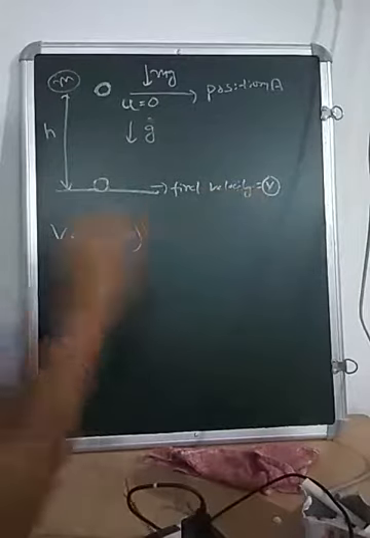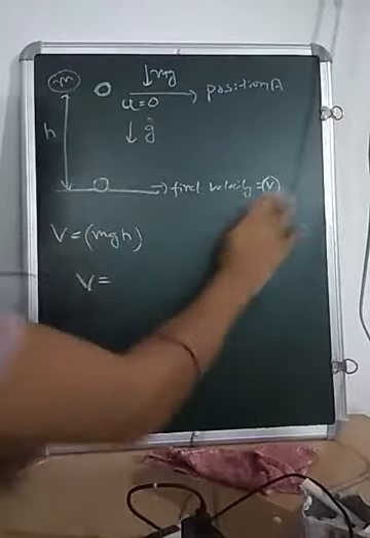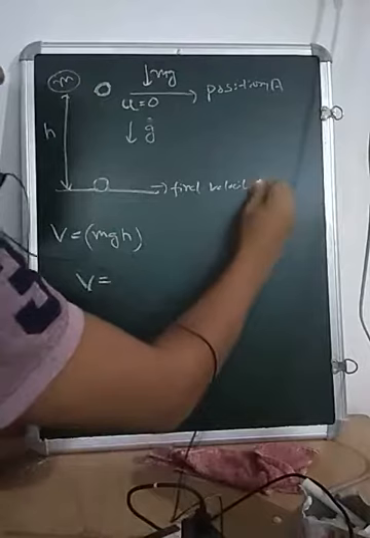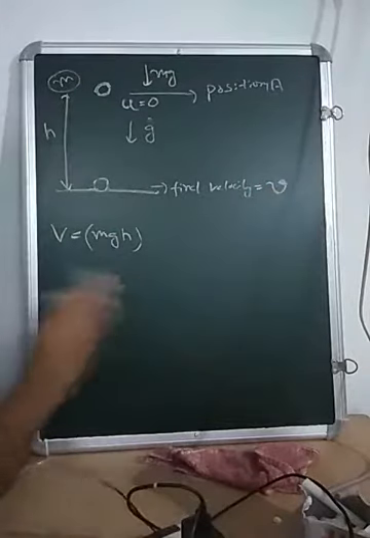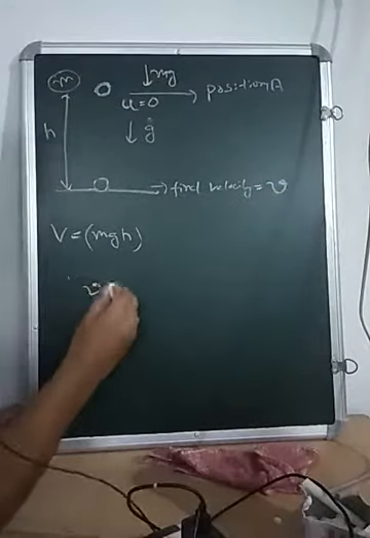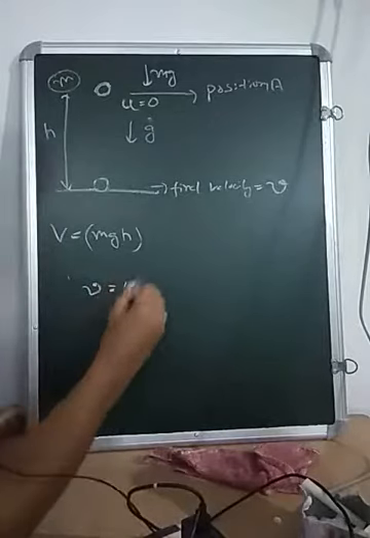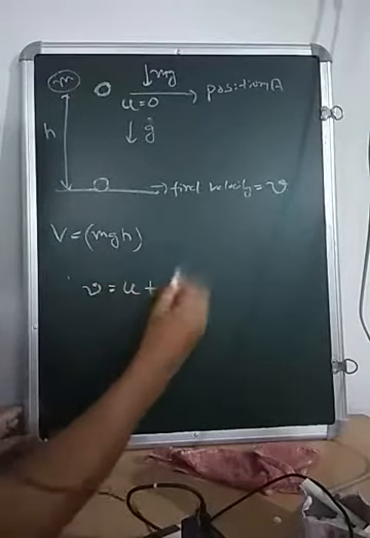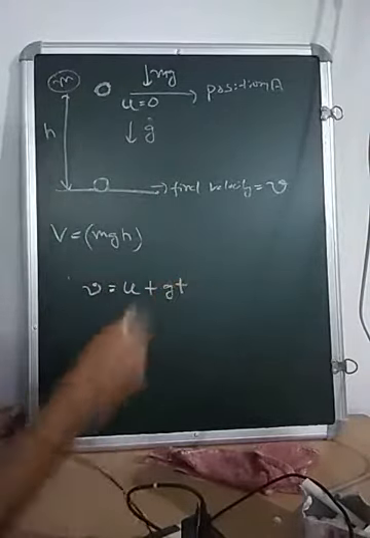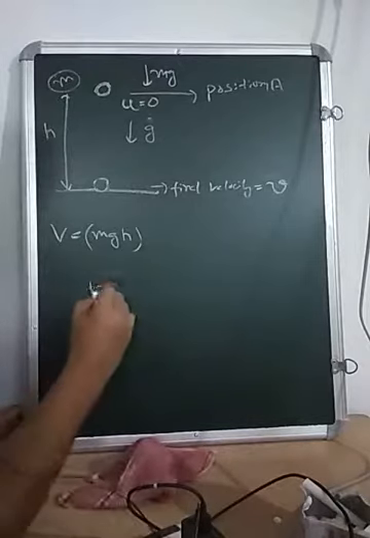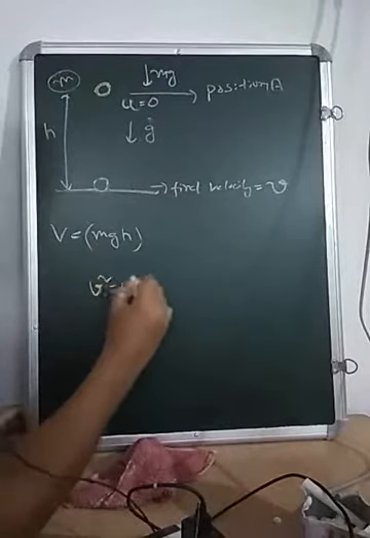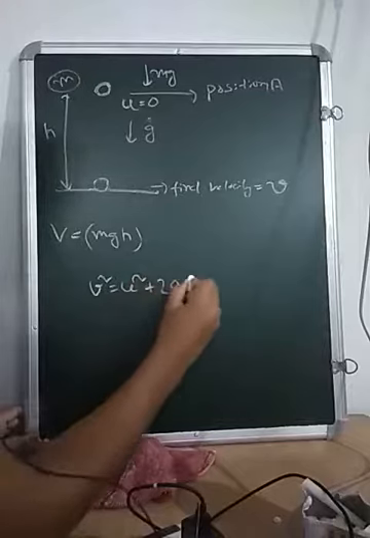This v and this v are different. Suppose I am considering this final velocity as small v. Small v is equal to how much? I'm using this expression: v square equals u square plus twice a s.